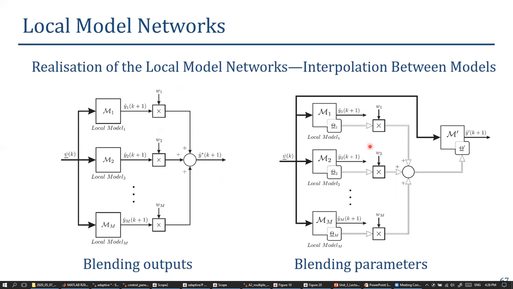The other way would be that we blend, or combine together, the parameters. So each local model has its own parameterization, right? The vector of parameters theta, and each of the parameters can then be blended or changed between one set of parameters and the other, based on the validity functions, right? And then we would end up again with a model which would have parameters that are a combination of all of them, again based on the operating space. Is this clear? Do you know what I'm talking about?